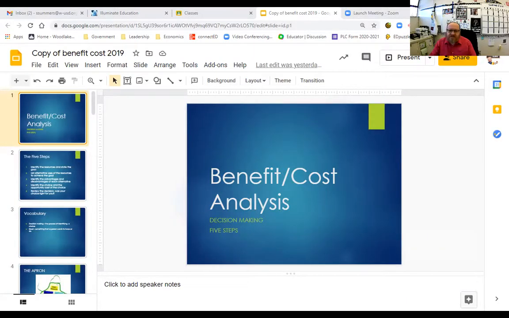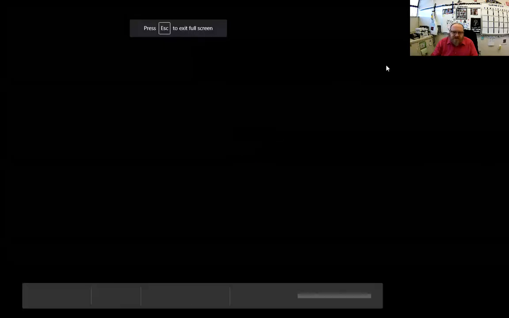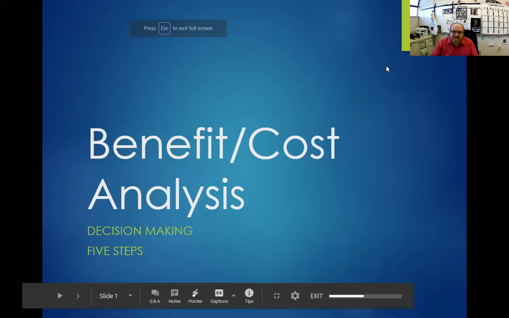Hello, economics students. Today we're going to talk a little bit about cost benefit analysis. This is part of decision making, and it'll be in lesson two of your reading if you have not already started that.